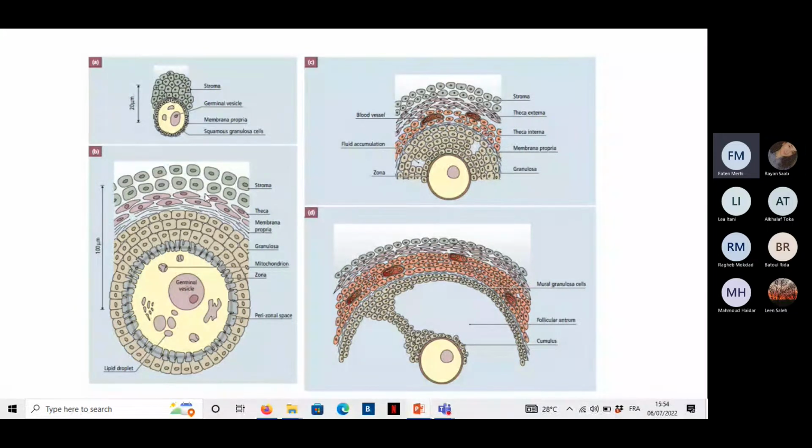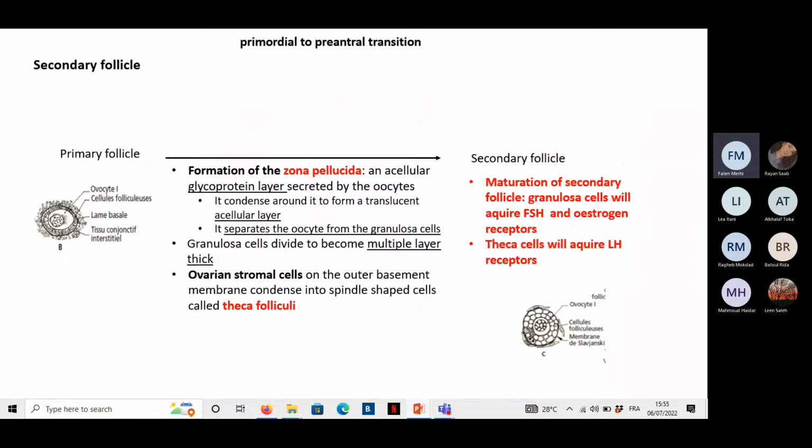Now the cells of the stroma surrounding or adjacent to this basement membrane will become more fusiform, okay, and will condense around this basement membrane to form what we call the theca, the theca folliculi. So we'll have a modification in the shape of the cells adjacent to the basement membrane of an ovarian follicle, and they will condense to form the theca folliculi. So the ovarian stromal cells on the outer basement membrane will condense into spindle-shaped cells, fusiform meaning spindle-shaped, called the theca folliculi.